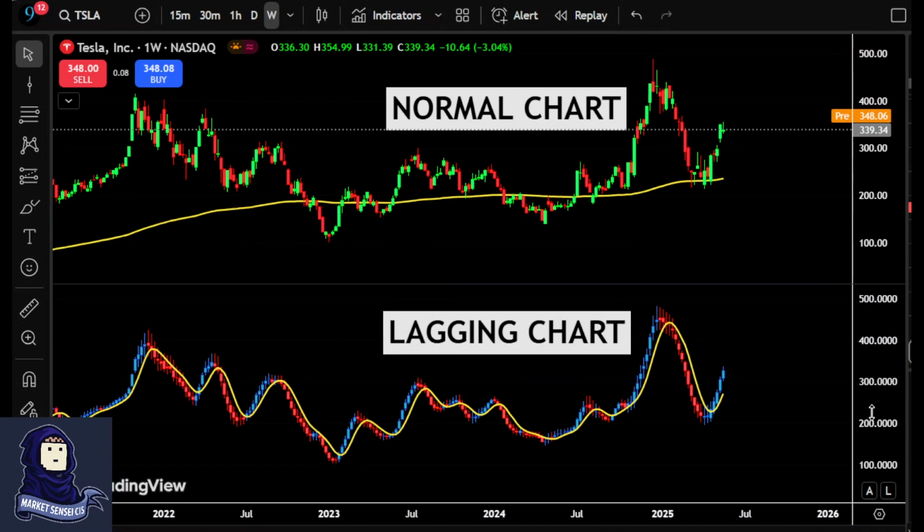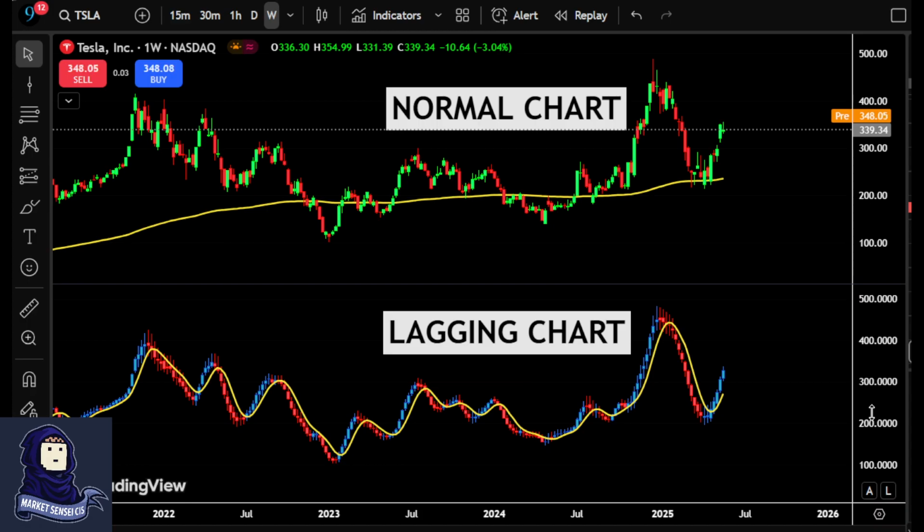Today we're going to talk about what type of charts is suitable for you. A normal candlestick chart, or do you want to use a lagging chart? There's quite a big difference in trading style using those charts, but I prefer to use the lagging chart over the normal chart. It's quite simple.